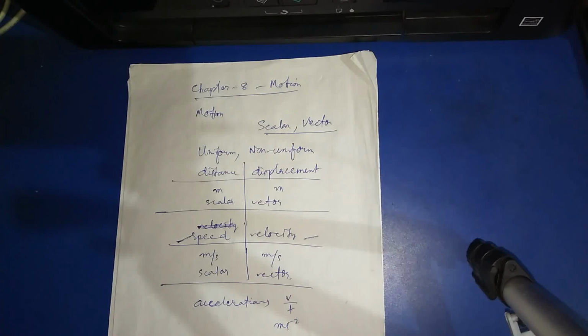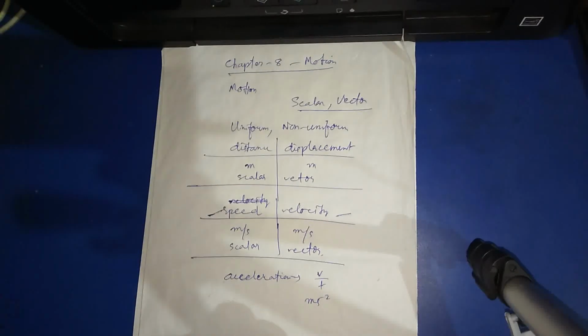Then we have three equations of motion. We can derive them by two methods: integration or the graphical method. I will not go much deeper into the derivation. If you need the explanation, I will give it in other videos. So here are the three formulas that we have to remember.